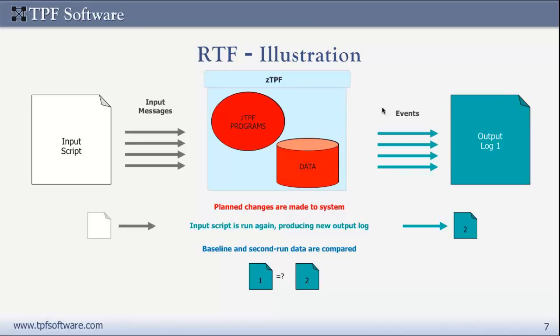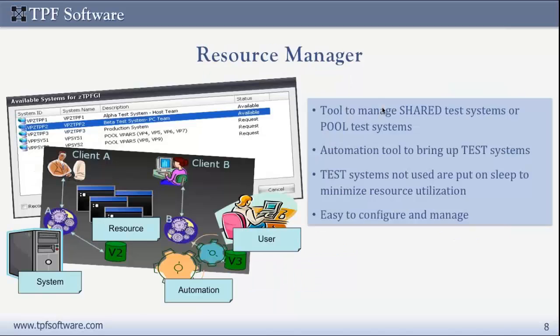The resource manager is an automation tool. Generally, most customers have several test systems, probably hundreds of test systems or even 50 or 60. So it's very hard for the test system management group to manage all these test systems. Whenever the system goes down, they have to either use an internal automation tool, if they have one, or manually bring up all these test systems. It's a lot of effort.